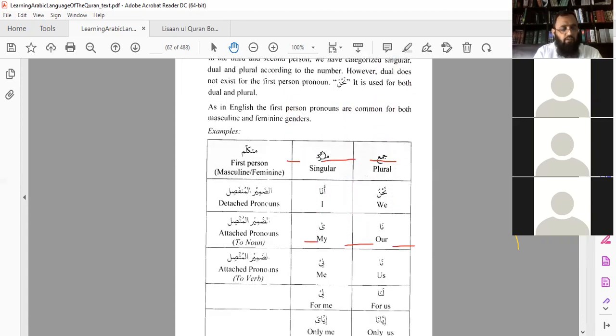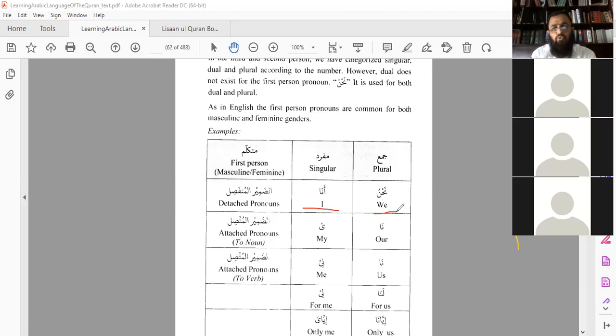Now this is the last one. Al-Zamirul Munfasilu Mutakallim, first person: Ana and Nahnu. Ana represents one and Nahnu represents we, meaning both, even two or more than two.